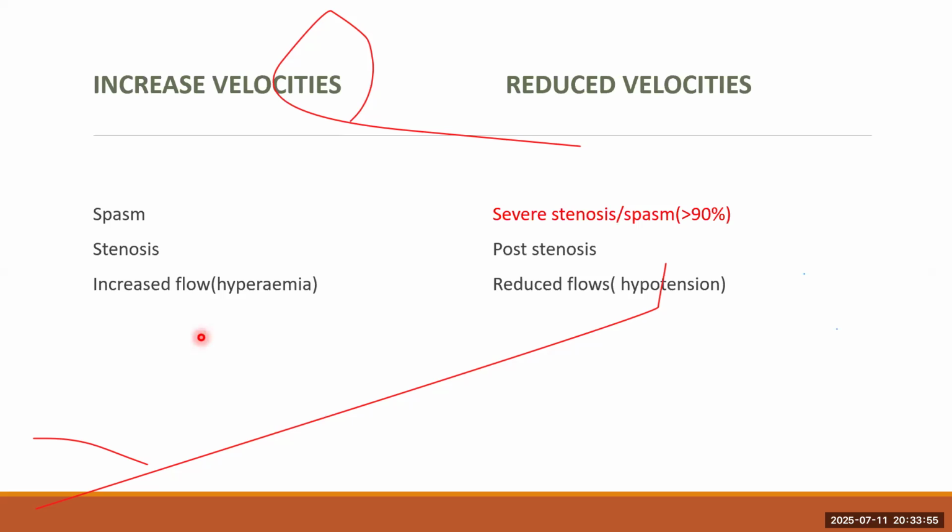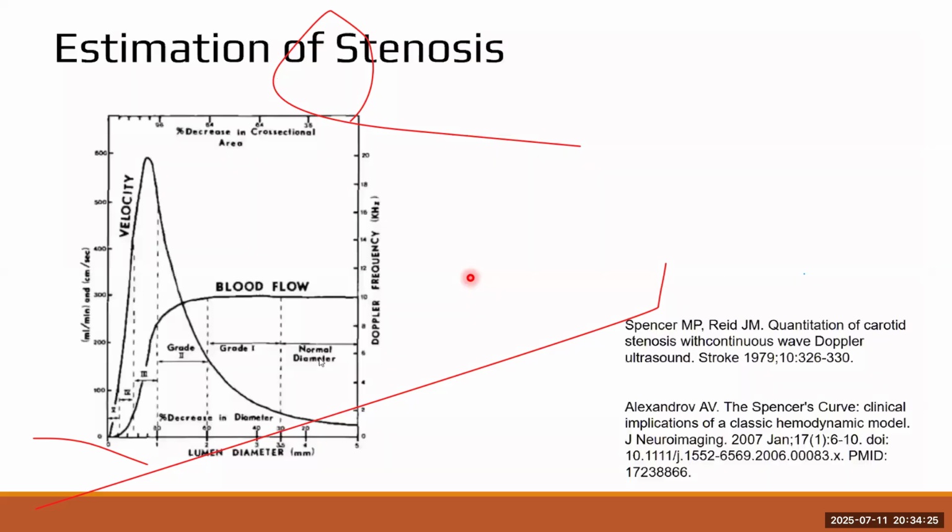So what are the reasons for increasing velocities? Either it has to be spasm or stenosis, or increased flows, which is nothing but hyperemia. What are the causes for reduced velocities? Again, very severe stenosis. Here it is just stenosis and spasm. If the stenosis and spasm is very severe, there could be reduced velocities. And in the post-stenotic phase, again, the velocities could be reduced. Also, if there is systemic hypotension, it can also lead to reduced velocities.